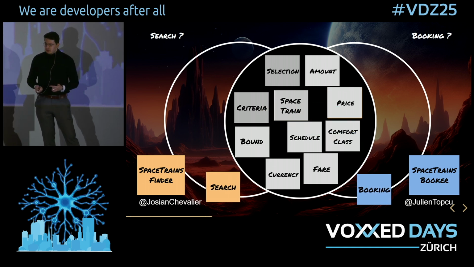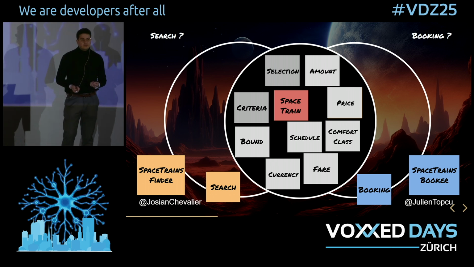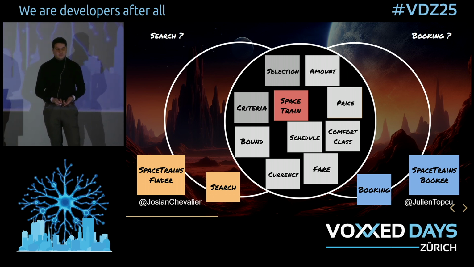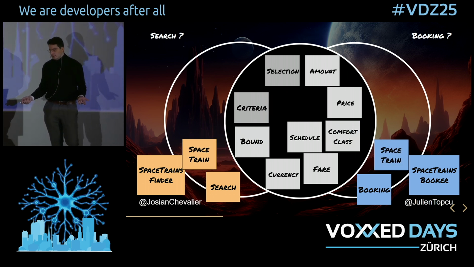Now, both of them use space train in a very different way. They need a different space train, because for the search they need a space train with multiple fares to choose from, and for the booking with a single selected fare. So we duplicate and specialize space train in each domain.